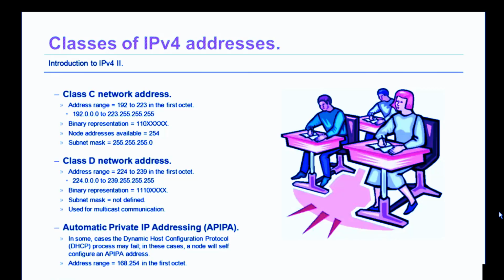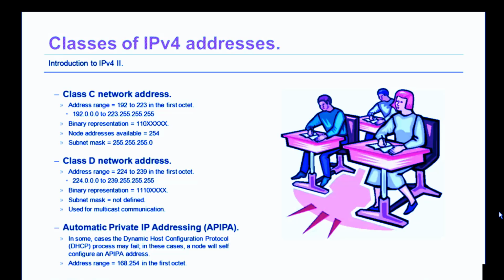Then there are Class C network addresses, and they have an address range in the first octet of 192 up to 223. That means that we have an address range of 192.0.0.0 up through 223.255.255.255. And that first octet on the left always begins with a 110. Class C network addresses give us a possible 254 host addresses or node addresses. And the subnet mask with a Class C is always 255.255.255.0.